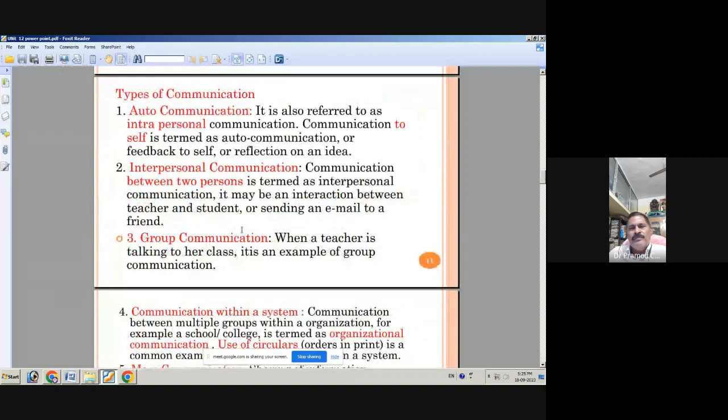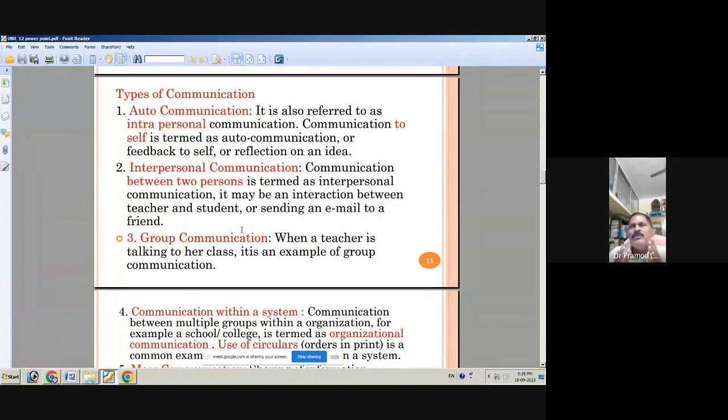Types of communication. You know auto communication. What is auto communication? You know that there is intrapersonal communication. What is the difference between intra and inter? Intra means within myself. When I am communicating something, whether I am going to understand it or not, that is auto communication. We must realize what I am going to speak. Unless you understand it, you cannot explain.